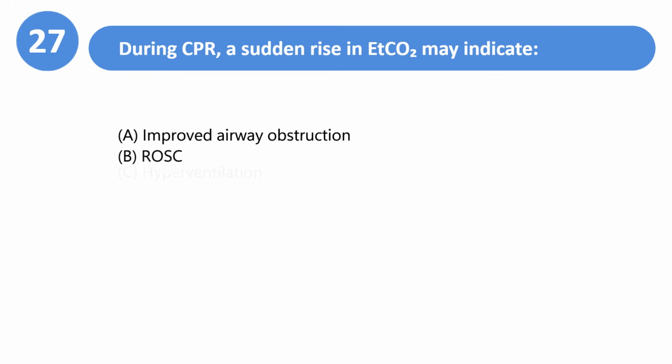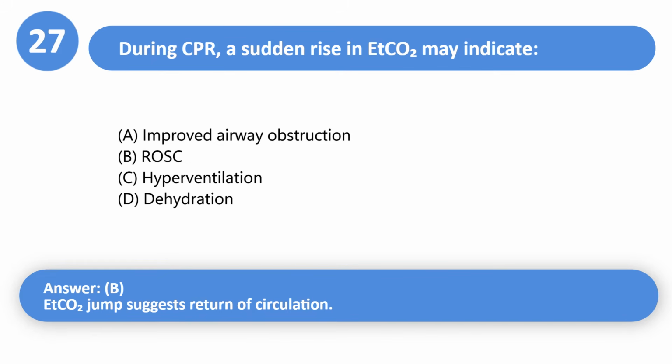During CPR, a sudden rise in EtCO2 may indicate: A. Improved airway obstruction. B. ROSC. C. Hyperventilation. D. Dehydration. Answer, B. EtCO2 jump suggests return of circulation.